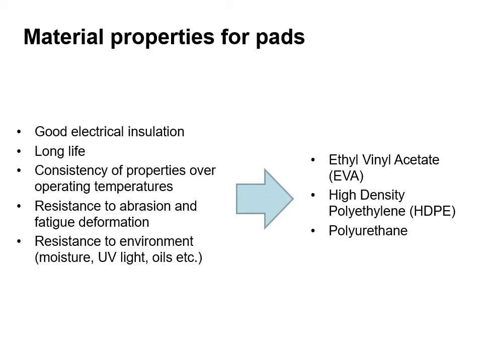The materials used for pads is important. They need to provide good electrical insulation, last for a long period of time, have consistent properties over different temperature ranges, be resistant to abrasion and fatigue deformation, and also resistant to the environment, for example the moisture that they're exposed to, UV light or any oils, etc. Common materials include ethyl vinyl acetate, high density polyethylene, and polyurethane.